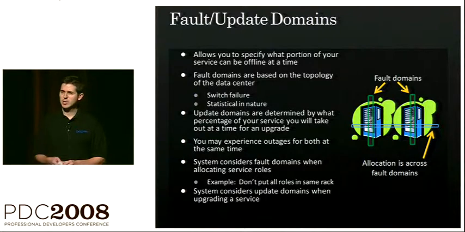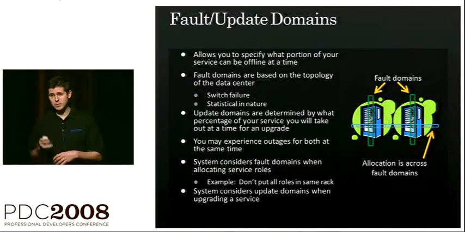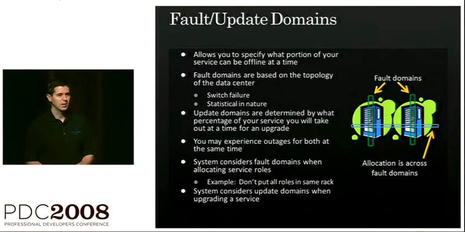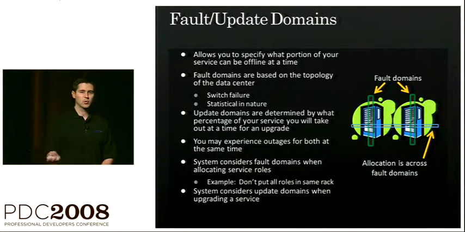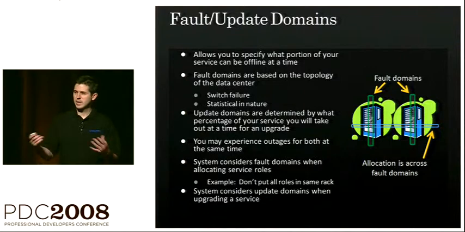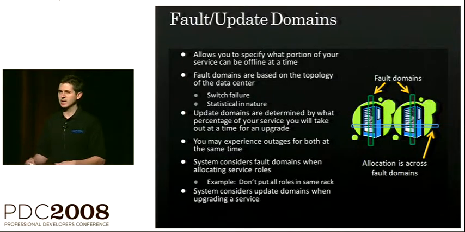However, in your application, you might know that your algorithms assume, hey, I need to have at least 3 redundant copies of some piece of information, right? In which case, you'll want to put those roles across 3 different fault domains, for example. An upgrade domain is a similar concept. A fault domain, like I said, is anything behind a single point of failure, right?